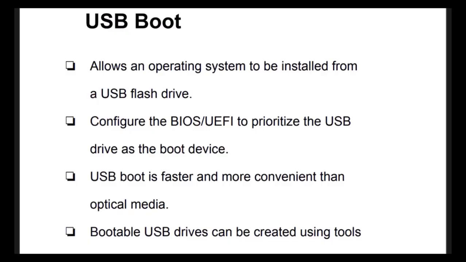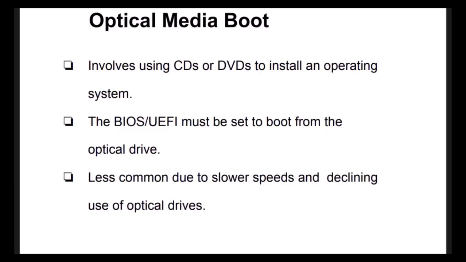Our second boot method is an optical media boot. This is where we're going to use either a CD or a DVD to install and run our operating system files. Again, if we want to boot our operating system from an optical disk, we will have to set this as our boot order in our UEFI BIOS settings. Optical media is a very uncommon way to use your operating system because of its slow speeds and limited storage on the disk itself.